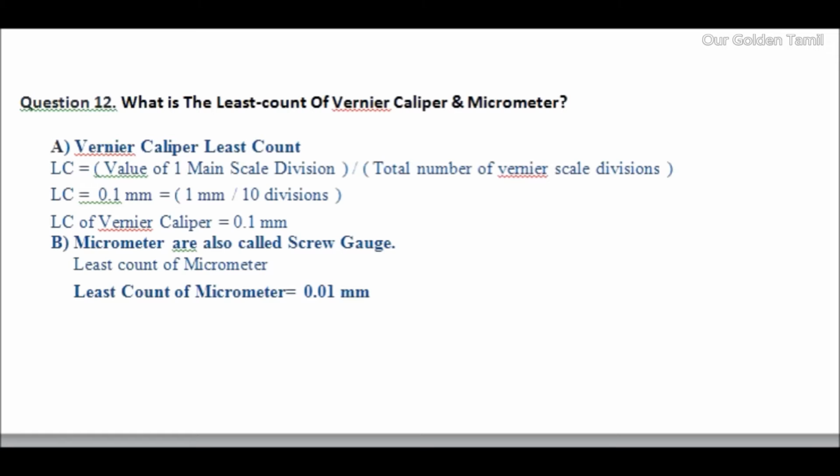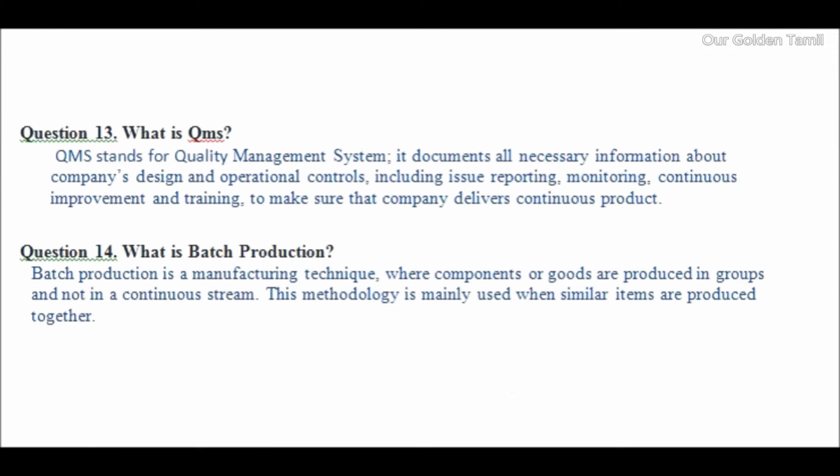B. Micrometer is also called screw gauge. Least count of micrometer equals 0.01 mm. Question 13. What is QMS? QMS stands for Quality Management System. It documents all necessary information about the company's design and operational controls, including issue reporting, monitoring, continuous improvement and training, to make sure that the company delivers a consistent product.